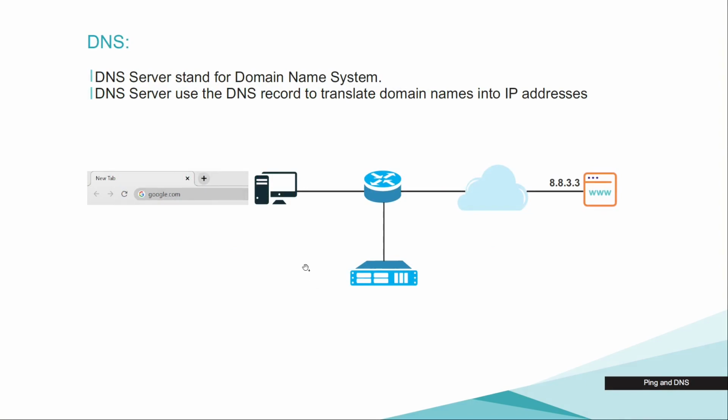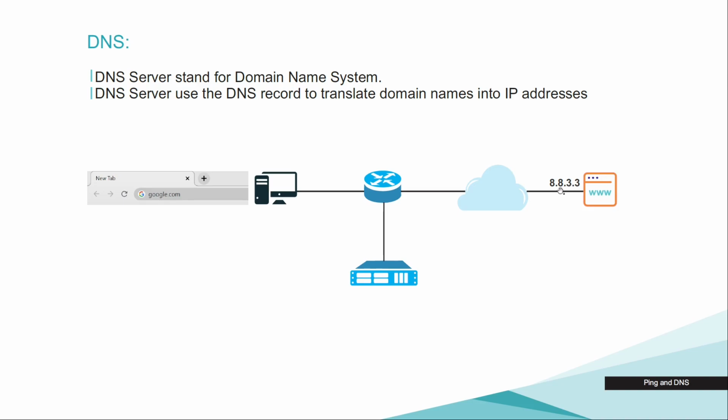Next we have the DNS. DNS stands for Domain Name System. The DNS server uses something called the DNS record to translate the domain name into an IP address. So let's take a look at our example here in order to understand more what DNS is and what it does. Here we have the google.com server.